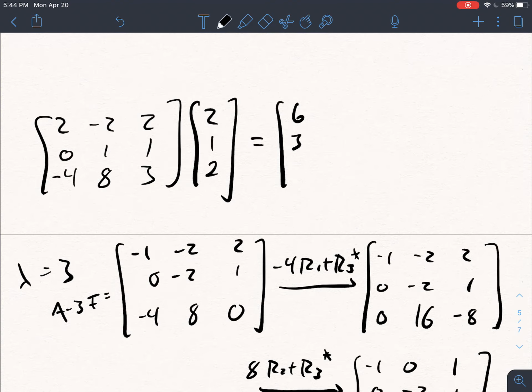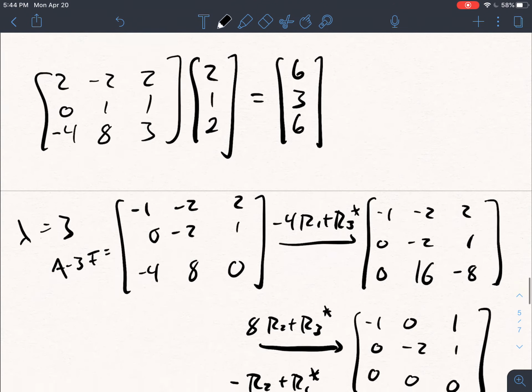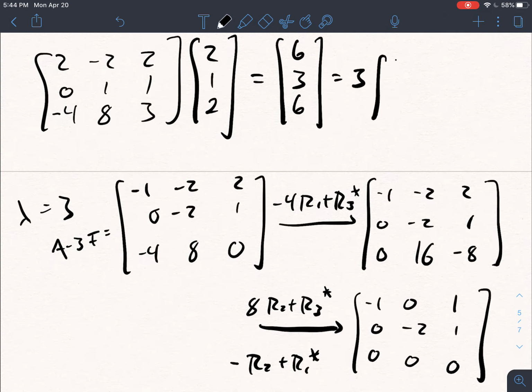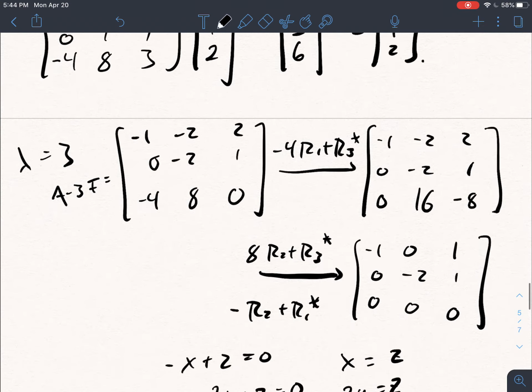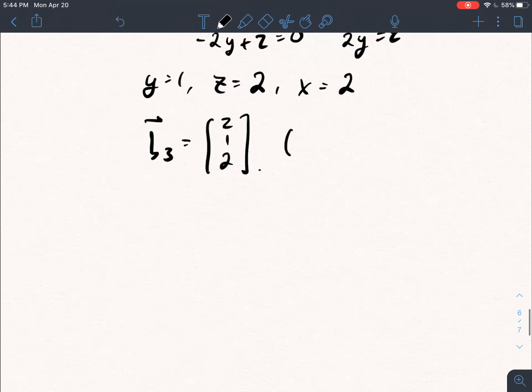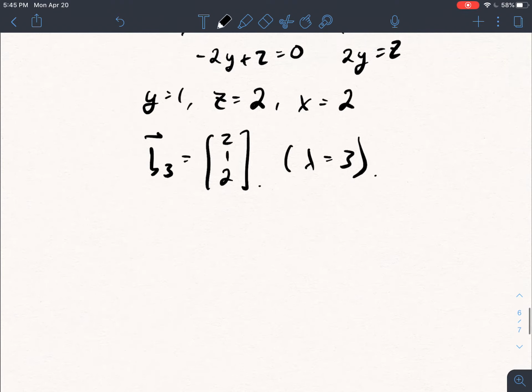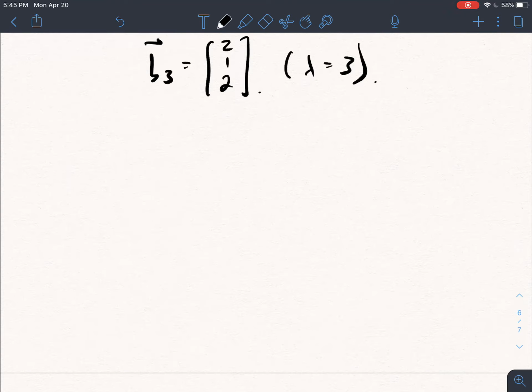2 times 2, so I get 4 minus 2 plus 4. 4 minus 2 is 2, plus 4 is 6. Good start. 0 plus 1 plus 2 is 3. -8 plus 8, that's 0, plus 6. What happened here? That's the 3. Okay, cool. So that works. So that's equal to 3 times 2, 1, 2. So I am confident in our answers. So this is for lambda equals 3. Okay. And now we are pretty much done.